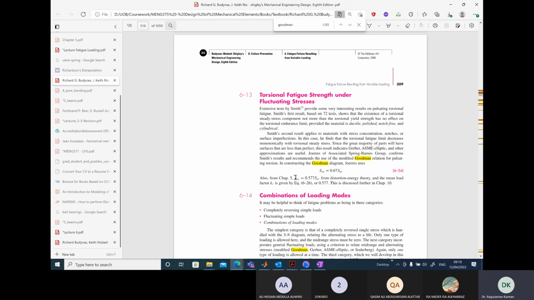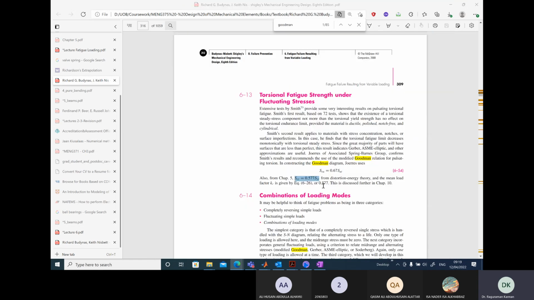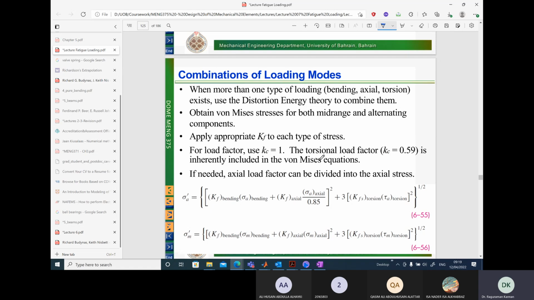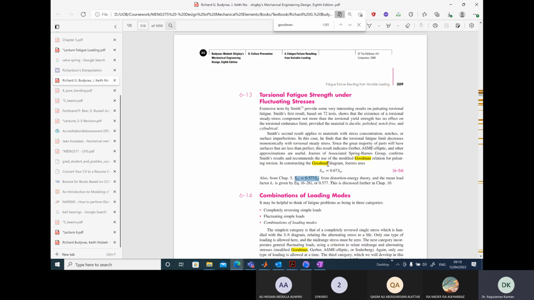Okay, from the previous chapter, we also have seen using distortion energy theory. This is another one we will require. So I'm going to just note it down in the equation here. Suppose if we use the yield line, we also need the formula SSY. So how do I find it? 0.577 SY. So from the yield strength value, we can find SSY value as well. So these equations in general will be provided to you. Okay.